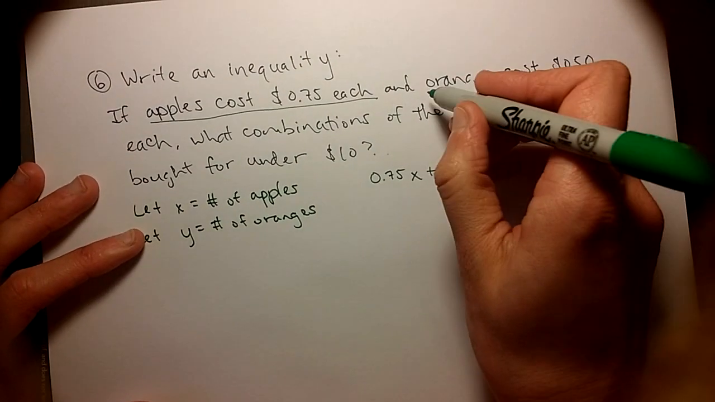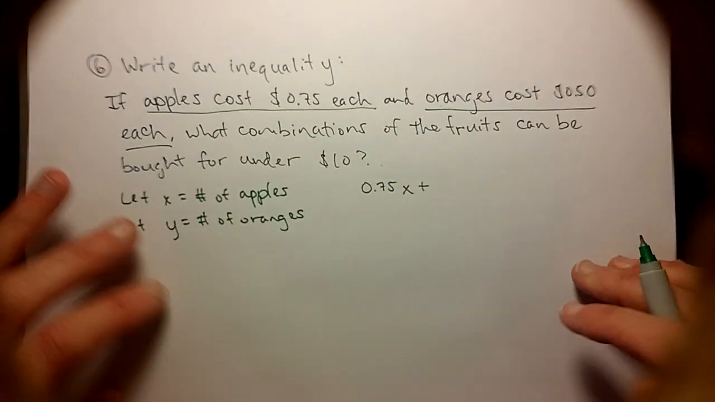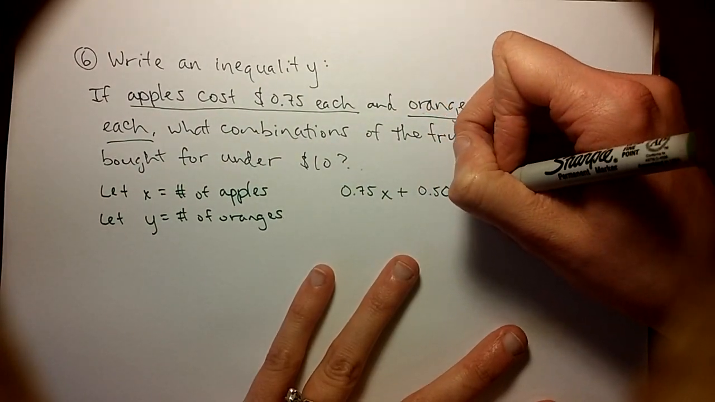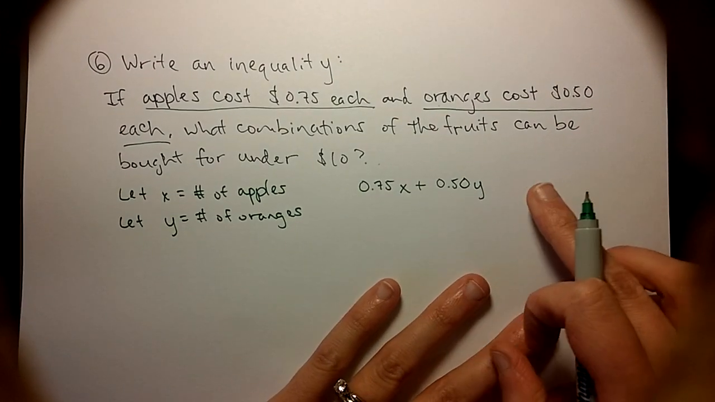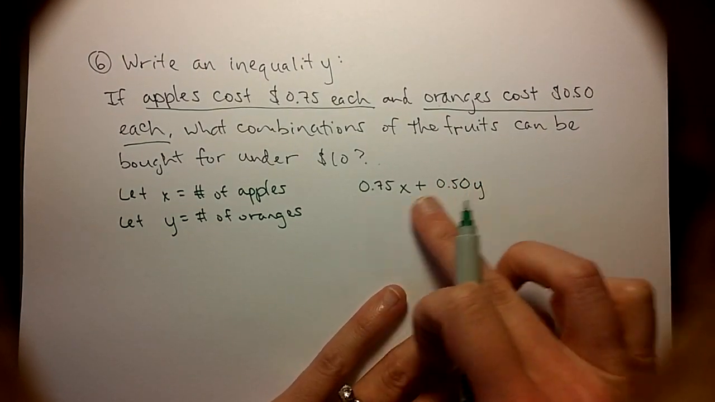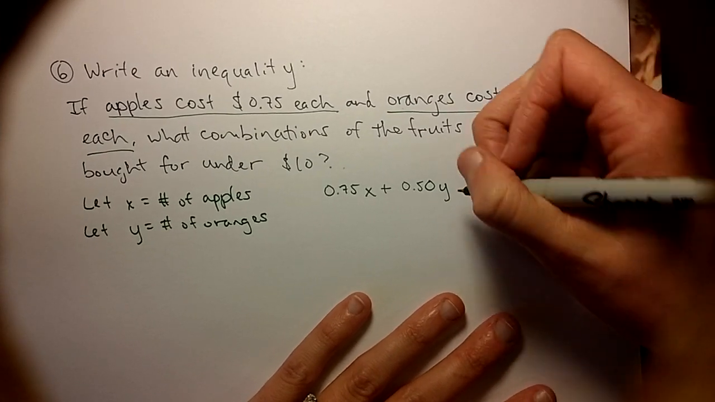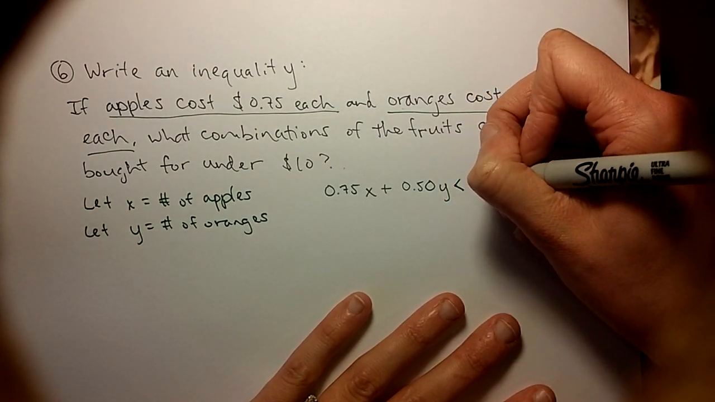Oranges cost 50 cents each. So I'm going to have 50 cents, or $0.5, times the number of oranges, y. That would be what all the oranges would cost. And so added together, we want that to be under $10. Under meaning less than $10.